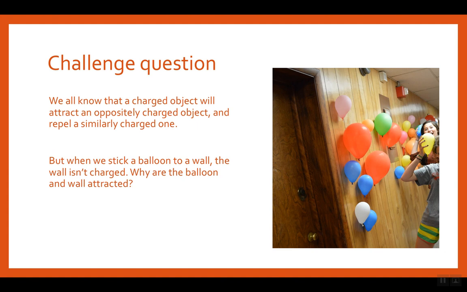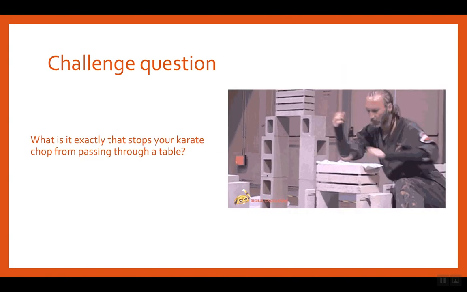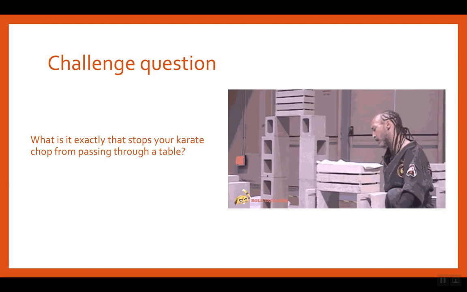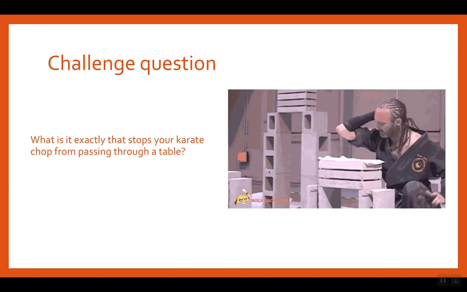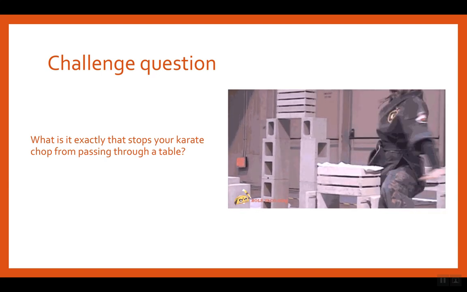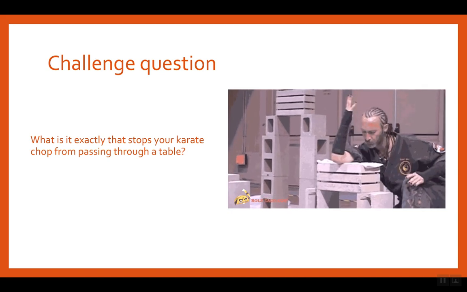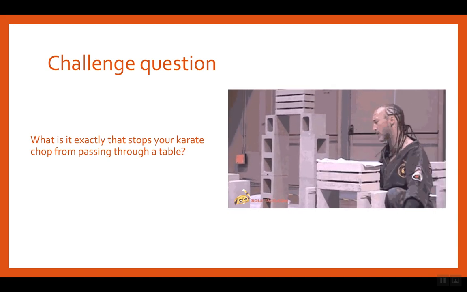A couple of things to think about. When we stick a balloon to a wall, the wall isn't charged. So we can charge the balloon, but you're not charging the wall. So why are the balloon and the wall attracted? And if you do a big karate chop, what is it that stops that from passing through a table? We'll look at those questions in class.